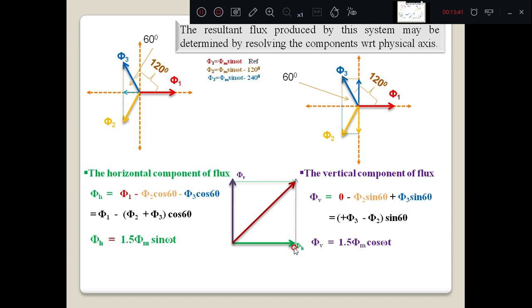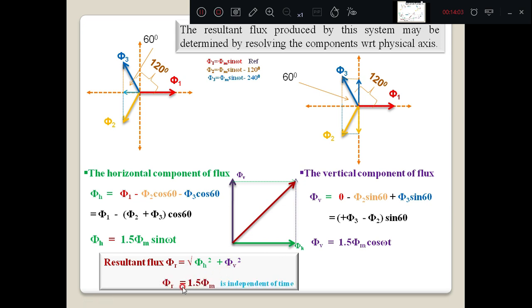It is the square root of horizontal component square plus vertical component square. What we get is the resultant. Therefore the resultant flux is the square root of horizontal component square plus vertical component square. Then if you substitute and find the resultant, what I am getting is 1.5 times phi m. That is the resultant flux I am getting here.